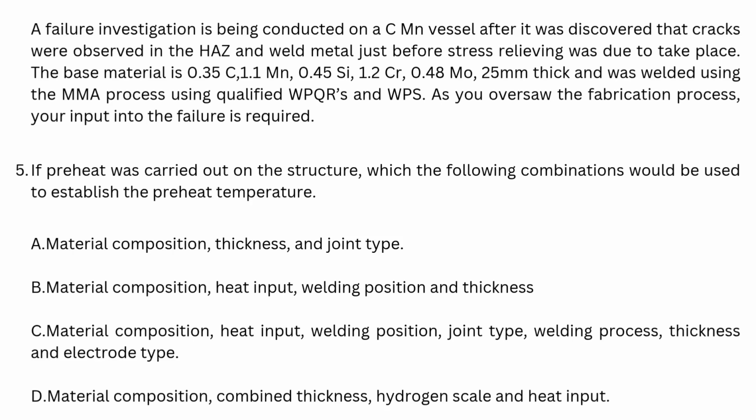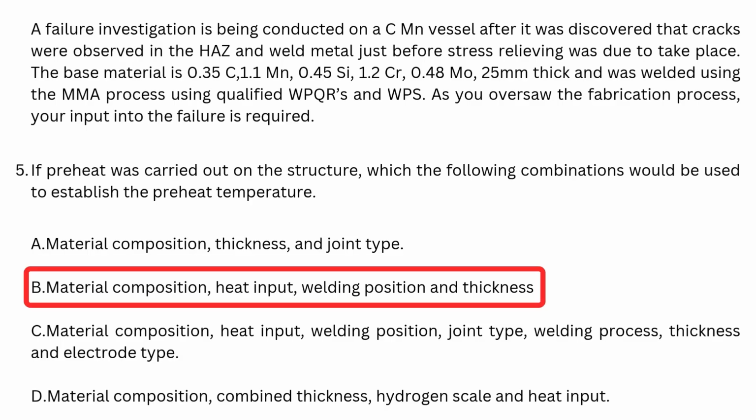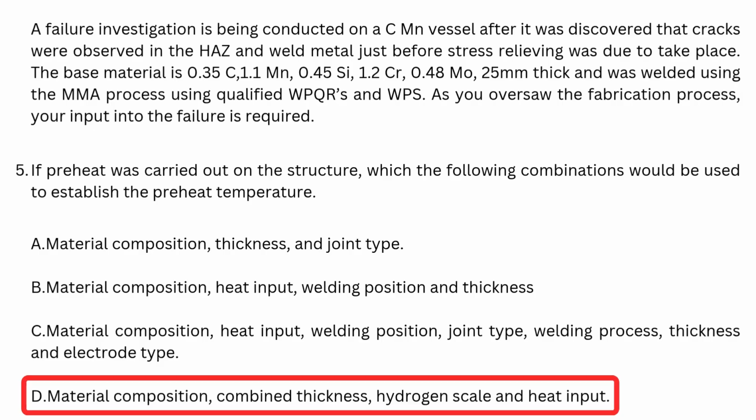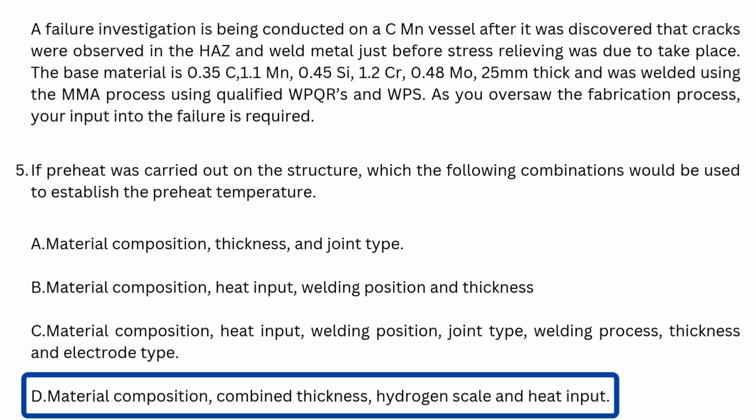Number 5. If preheat was carried out on the structure, which of the following combinations would be used to establish the preheat temperature? A. Material composition, thickness, and joint type. B. Material composition, heat input, welding position and thickness. C. Material composition, heat input, welding position, joint type, welding process, thickness and electrode type. D. Material composition, combined thickness, hydrogen scale and heat input. The answer is D. Material composition, combined thickness, hydrogen scale and heat input.